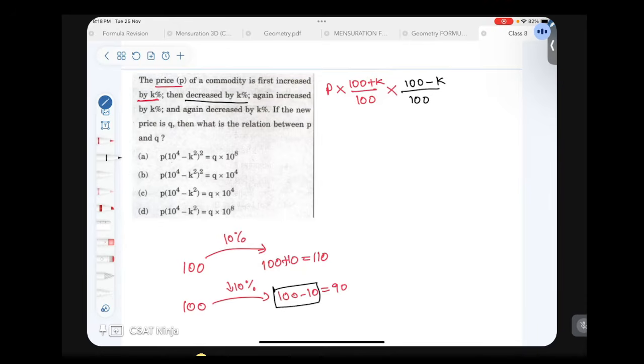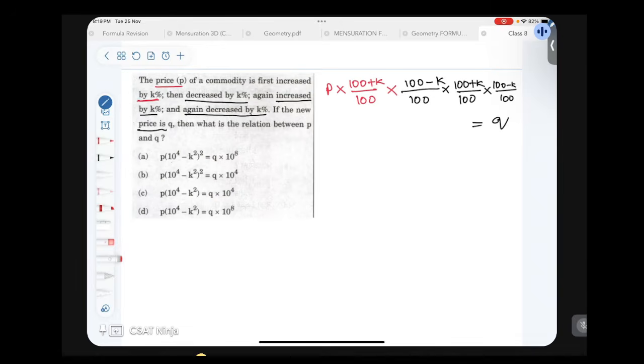Let us go to the next. Again increased by K, and again decreased by K, divided by 100, which is equal to the new price. After an increase by K and decrease by K, increase by K and decrease by K, the final price is given as Q. We just need to find the relation between P and Q. I hope you're clear with this. Any doubts regarding this one? Because after this we have the answer directly.